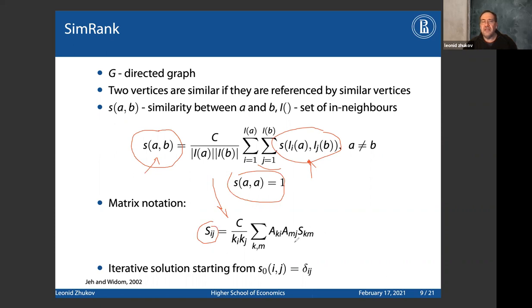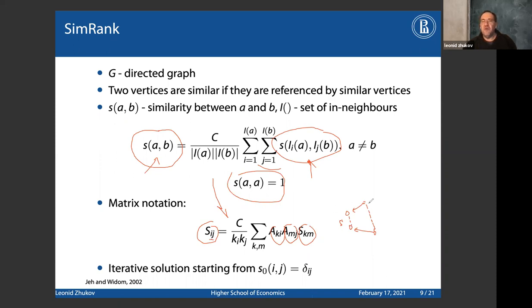It's written as a combination of nodes i and j. So here we're getting node k that points to node i, and node m that points to node j, and then the similarity between those two nodes. So here are two nodes, and we want to define similarity between them. So we're finding two other nodes that point here. And so the similarity between these two, I express through the similarity between those.